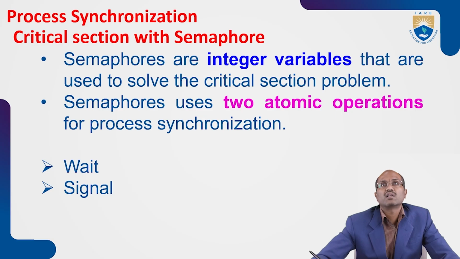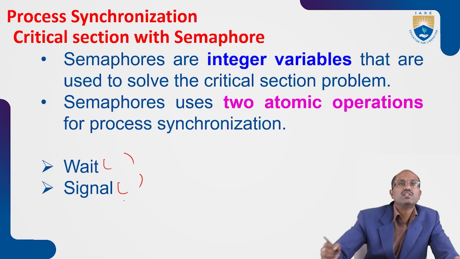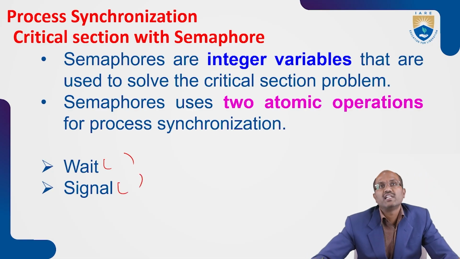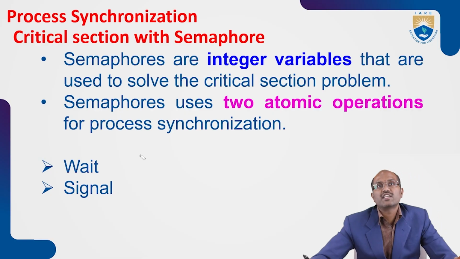Semaphores are integer variables that are used to solve the critical section problem. A semaphore uses two atomic operations for process synchronization: wait and signal. Wait is one function and signal is another function. These two are executed independently. If a process has to wait, then signal should be activated, and after completion of signal, the next process is going to wait. These two execute independently, so the processes execute safely.